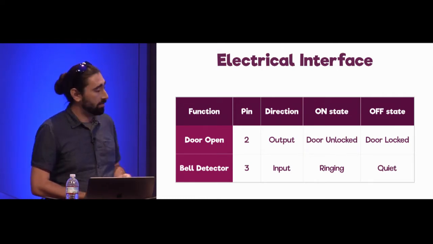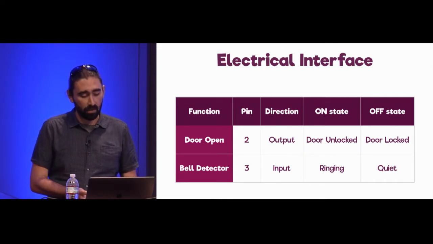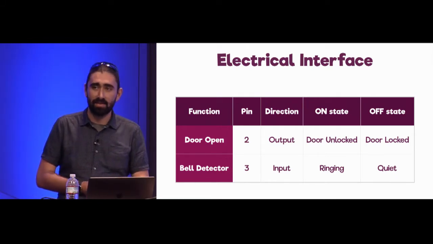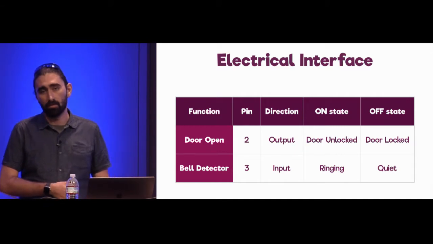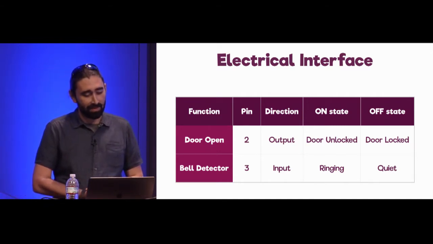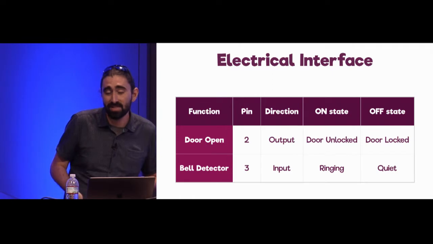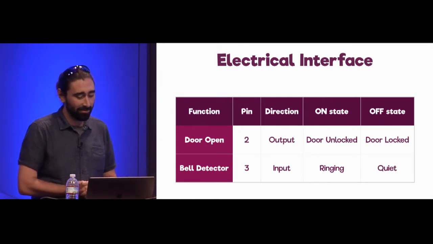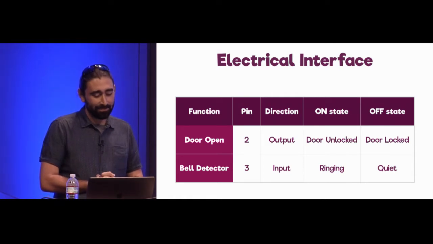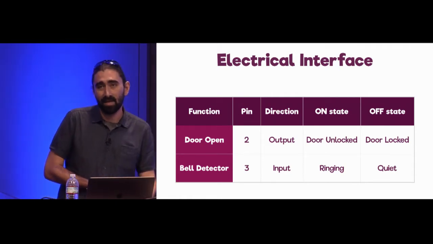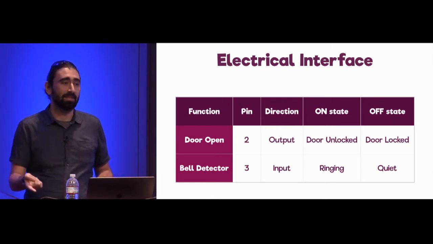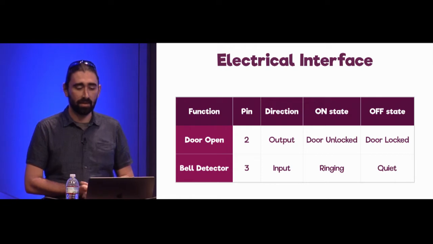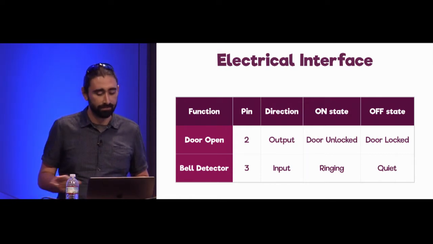So starting with door open, this is the function that simulates me pressing the door open button on my doorbell. So I'm connecting this to pin 2 because for some reason the Raspberry Pi's GPIO pins start at 2. So I don't make the rules. But yeah, it's an output. And the on state is going to be simulating me pushing the button. And the off state is just the door is still being locked. I'm resting. Nobody's pushing the button.